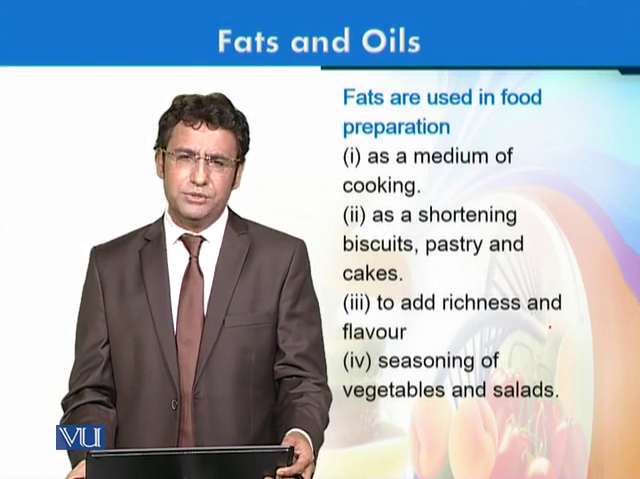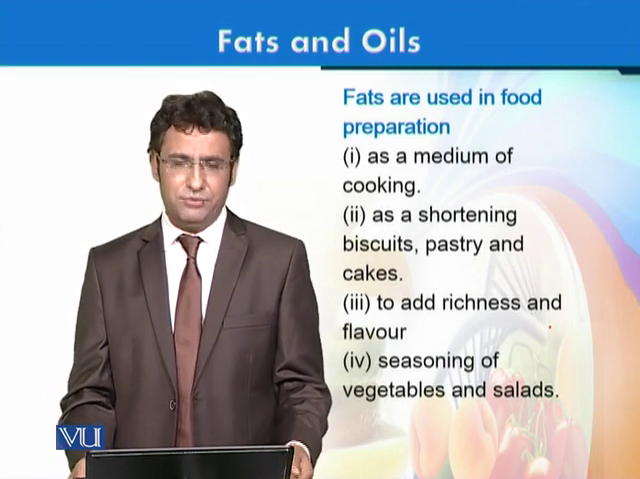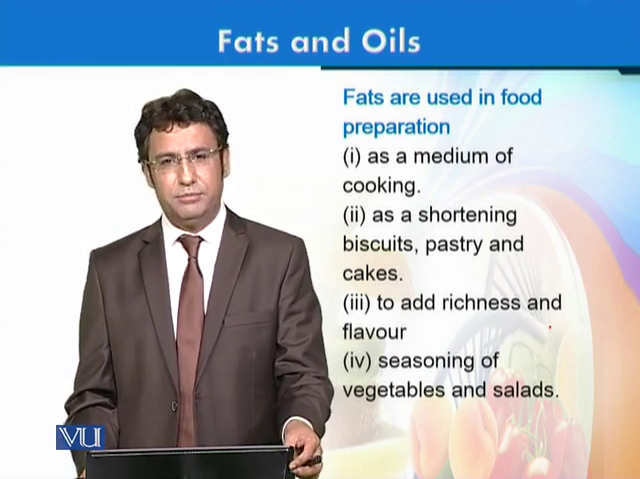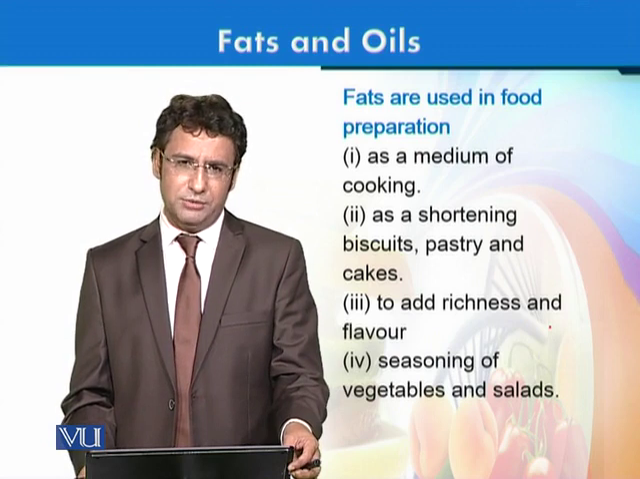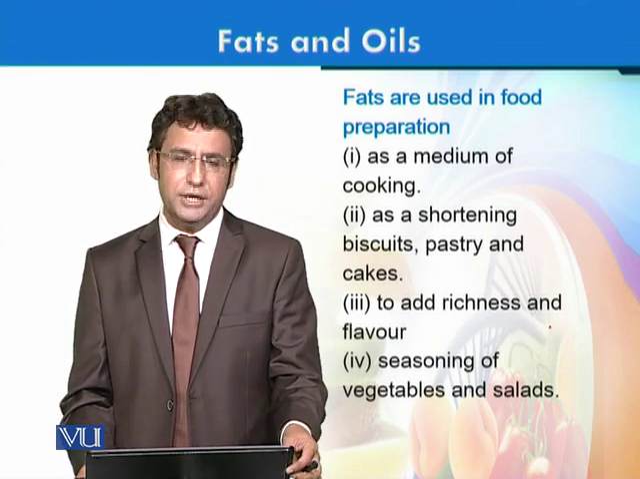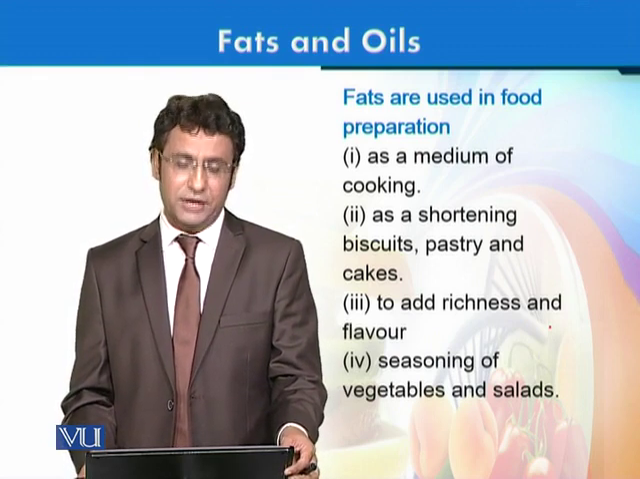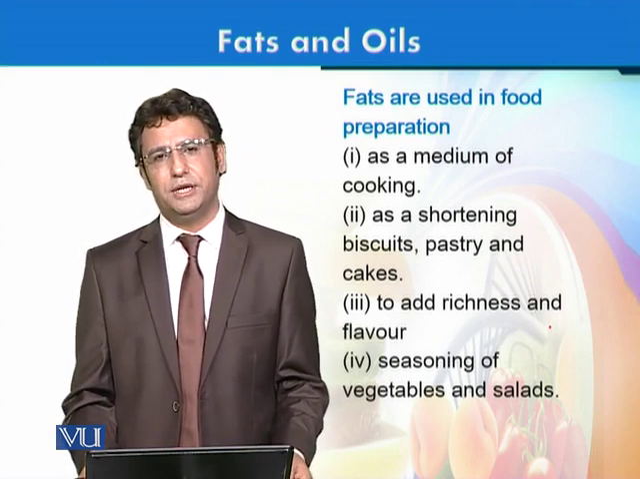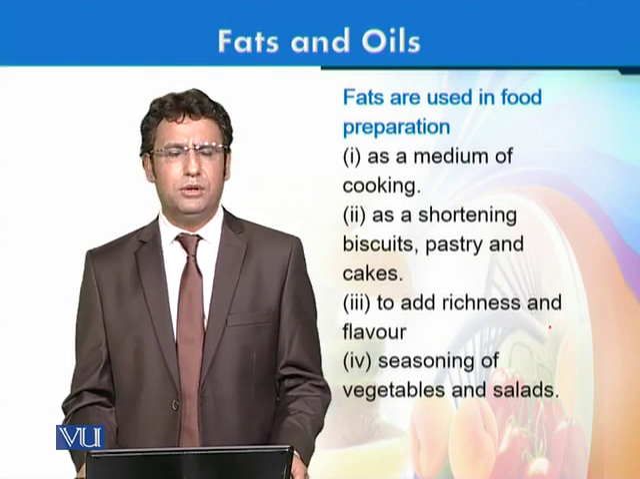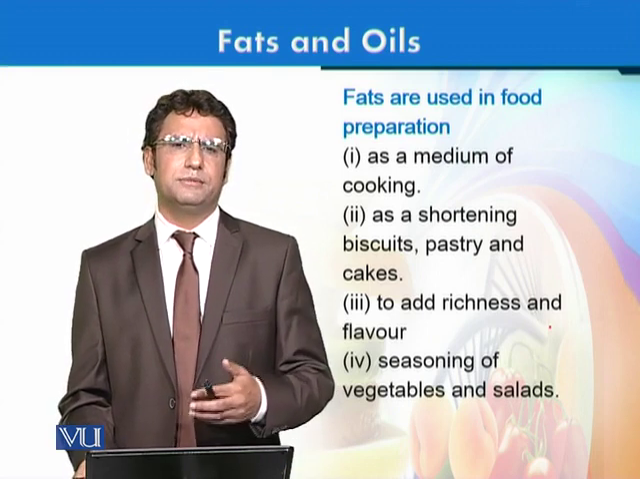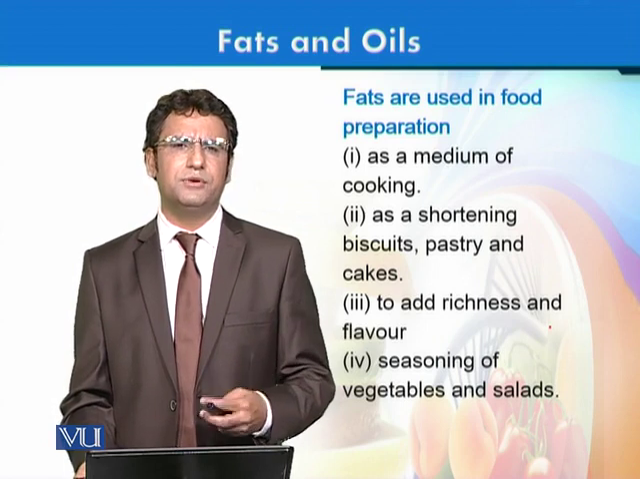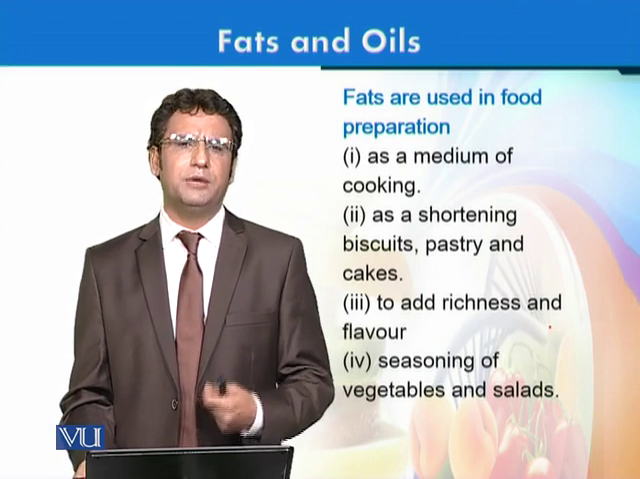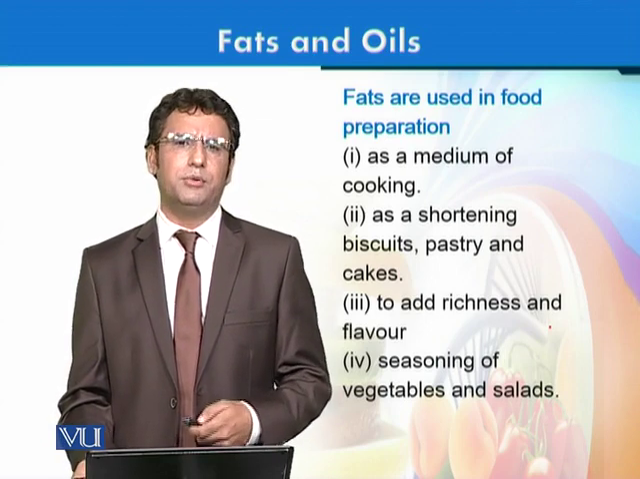When we talk about the use of fat, they could have different uses in different products. It can be used as a medium of cooking. It can be used as shortening material in bakery and pastry products. It adds richness and flavor to final products, and it is used as seasoning in vegetable salads. So these are all different classifications of fats and oils, and their different uses in food products, and some of their physical and chemical properties that are important to be discussed here.